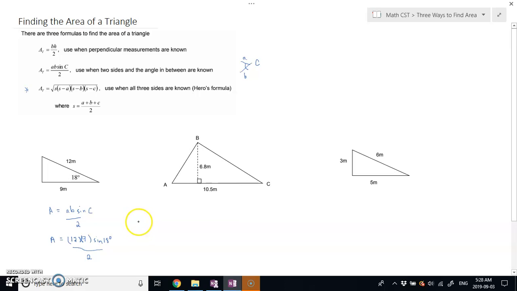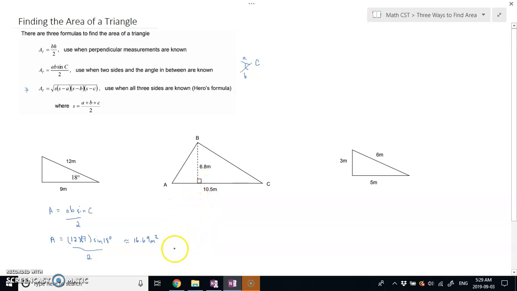Sometimes I have students who don't have their calculators in degrees, and then you've got a very strange answer. When I put this in my calculator, I get an area of approximately 16.69 meters squared. So I'll just redo that to double check. 12 times 9 times sine of 18 equals 33.37, divided by 2, 16.69.